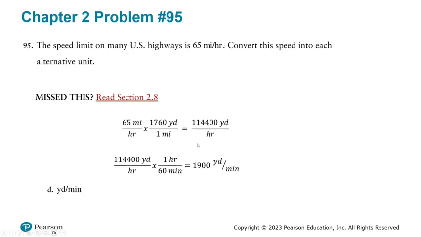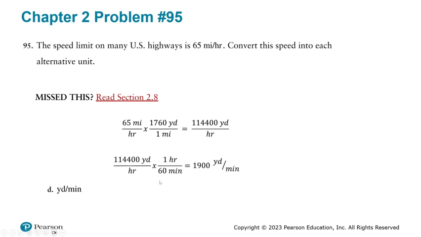All right, final one. Again, any weird conversions like this, I'll give to you. So there's 1,760 yards in 1 mile. If we times 65 miles by that, we get rid of the miles and we end up in yards. So we get 114,400 yards.